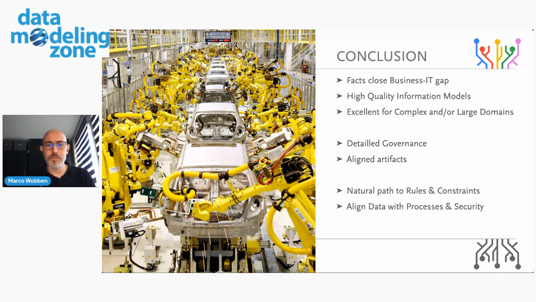And we have detailed governance. We can specify where the data is stored, who is the interviewer, who signed it off, and where it is getting implemented. And all the artifacts coming out of it are aligned with this central definition of information. And it provides a very natural path to rules and constraints and process and security.